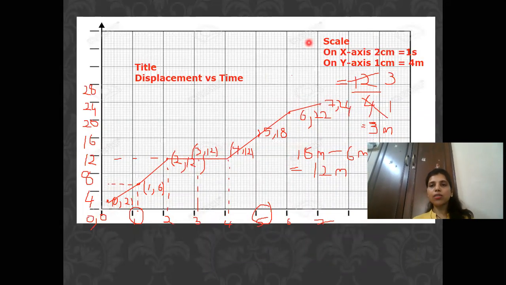So let me erase this. And for this particular graph, as you can see, the graph is not a straight line. So what you do is you find the total distance covered by subtracting the displacement of the body between the time interval, and the difference of the time interval also, and take the ratio of that and find the average velocity. So this average velocity is 3 meter per second and the total distance covered is 12 meter. So I hope children till here everything is clear.